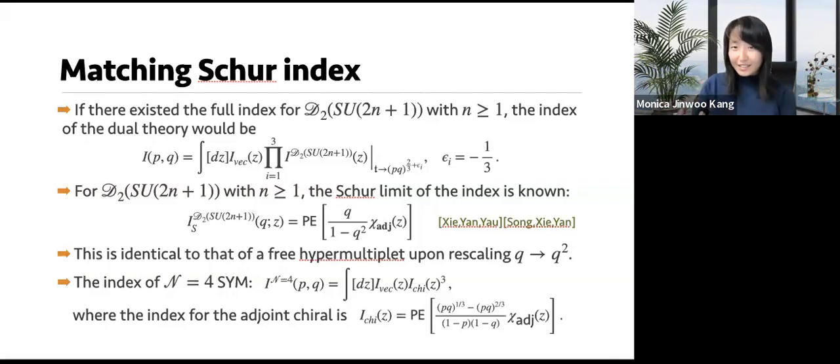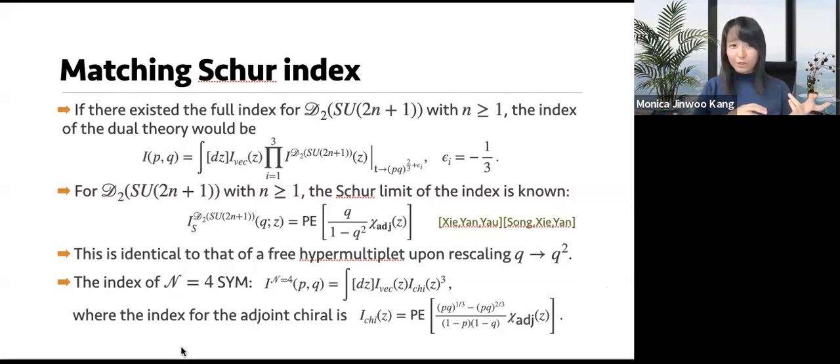Now, if there existed a full index for D2 SU(N)s in general, the index of this dual theory would have been written as this, and that's the mixing parameter we found from the a-maximization earlier. For the individual D2 SU(N)s, the Schur limit is known, and that's why we can compute it. So we're going to use this and compute the overall theory's Schur index by pushing into that limit. Now this is identical to that of a free hypermultiplet upon rescaling q to q squared.